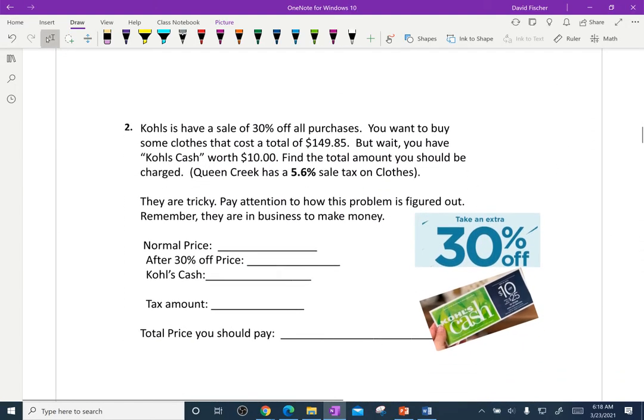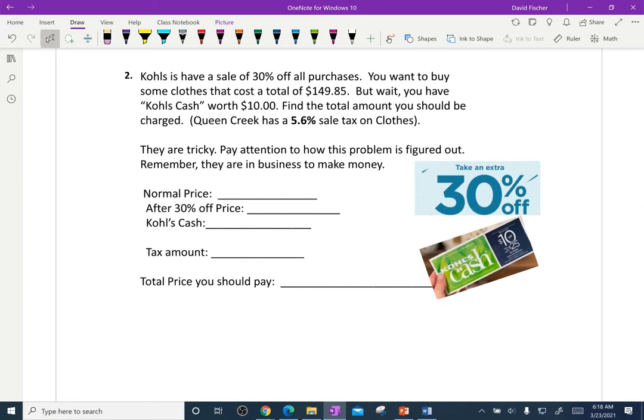All right, here's a famous one, Kohl's. They're having a 30% off all purchases sale. You want to buy some clothes that cost a total of $149.85, but wait, you have Kohl's Cash worth $10. Find the total amount you should be charged. Queen Creek has a sales tax of 5.6% on all clothing. So the normal price is this $149.85.